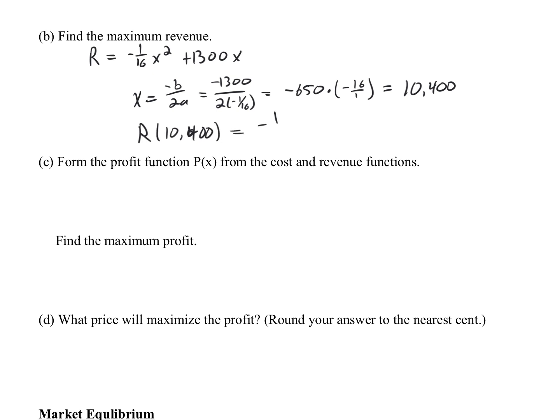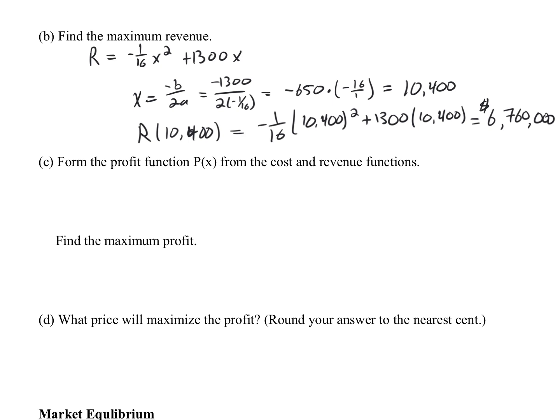So this one, don't try to do any of it by hand, just put it in the calculator. Negative 1/16 times 10,400 squared plus 1,300 times 10,400, and then we see that this should be equal to $6,760,000. So definitely that's a lot of money. Let me go ahead and put the dollar symbol on this.